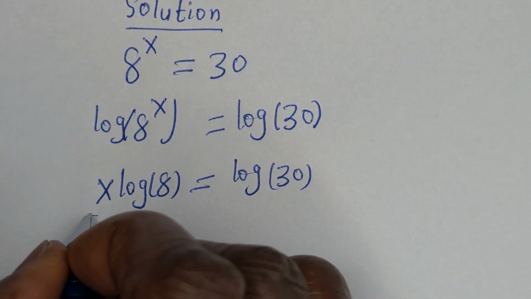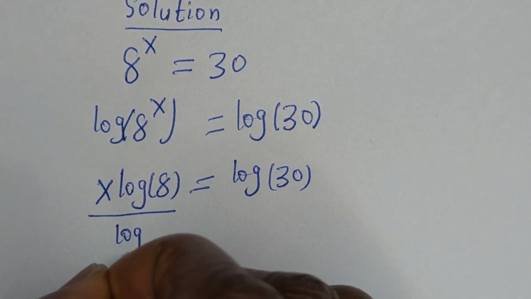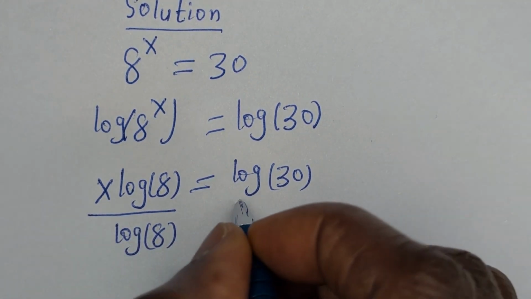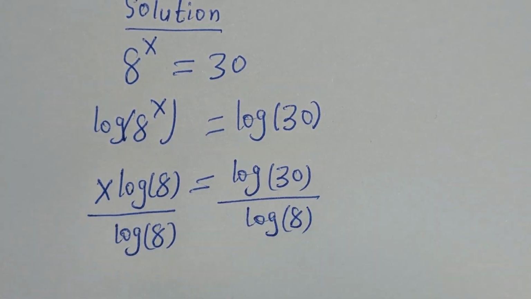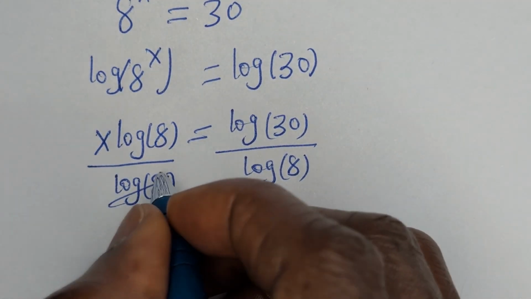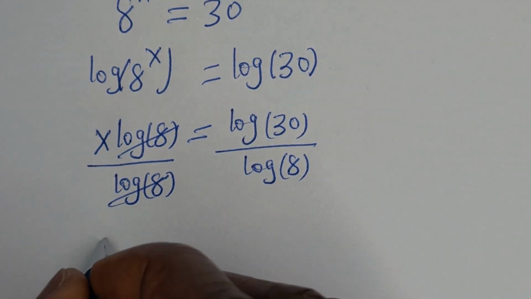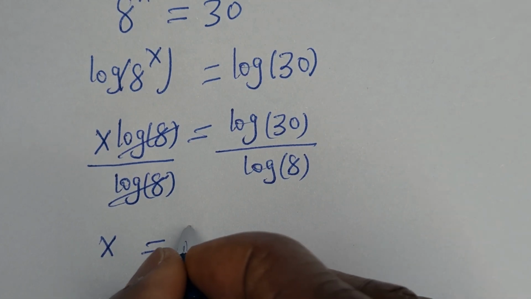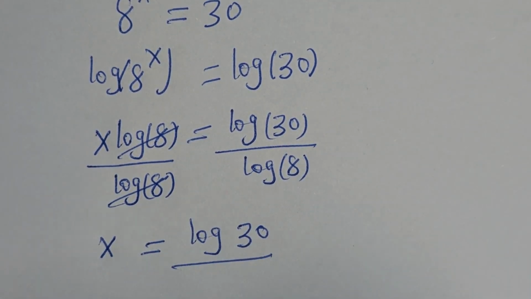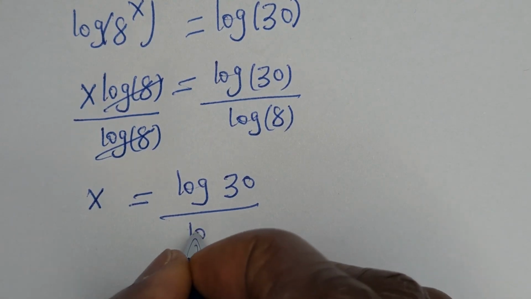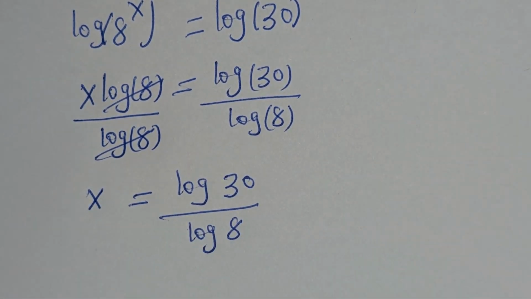Now let's divide both sides of this equation by log 8. This log 8 cancels this log 8. S is equal to log 30 divided by log 8.